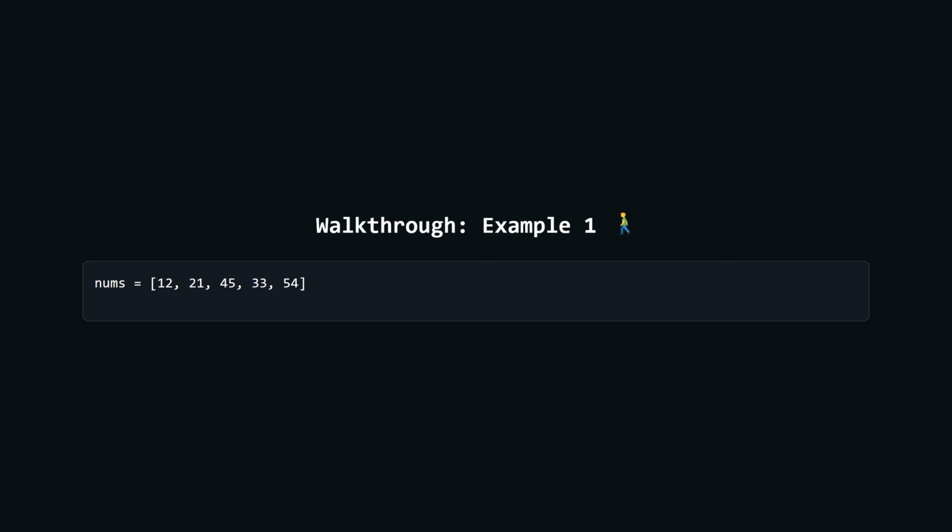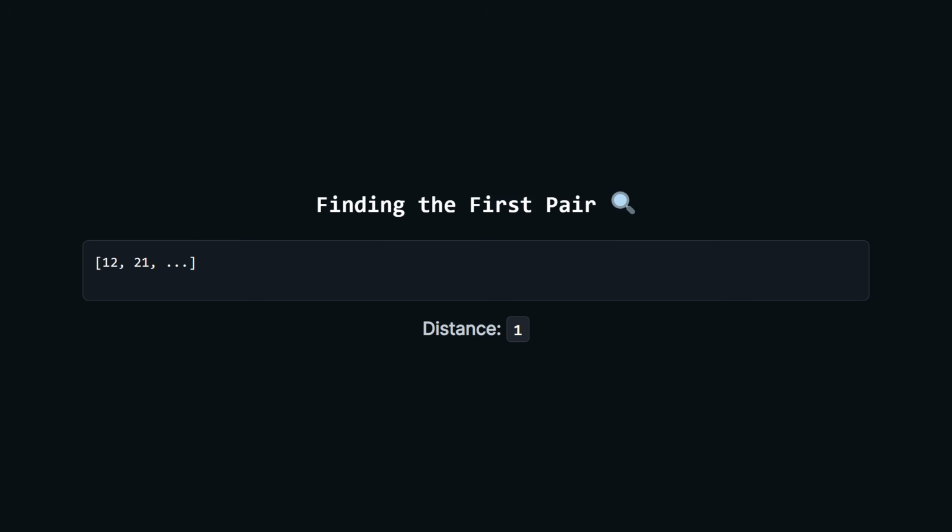Let's trace through the first example together. Here is our starting list of numbers. Looking at the first two items, 12 and 21, they are a mirror pair. They are right next to each other, so their distance is just 1.